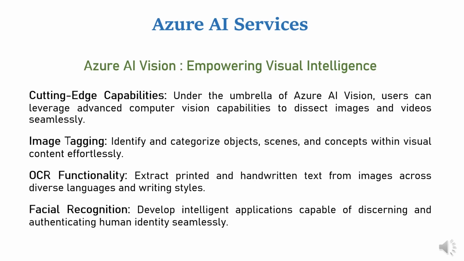Azure AI Vision. Empowering visual intelligence. Cutting edge capabilities. Under the umbrella of Azure AI Vision, users can leverage advanced computer vision capabilities to dissect images and videos seamlessly. Image tagging. Identify and categorize objects, scenes, and concepts within visual content effortlessly. OCR functionality. Extract printed and handwritten text from images across diverse languages and writing styles. Facial recognition. Develop intelligent applications capable of discerning and authenticating human identity seamlessly.